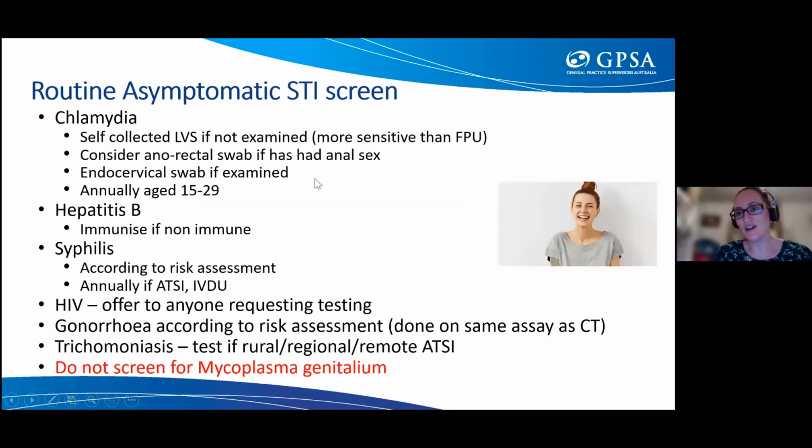So obviously the lines of questioning, we're asking about whether there's a current partner, numbers of partners, sexual practices, condom use, contraceptive compliance, any symptoms. That's a really important one.